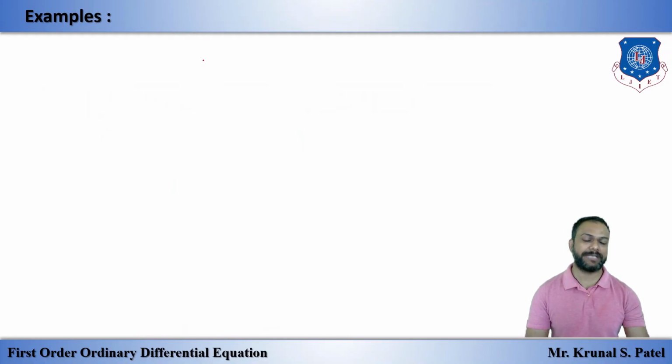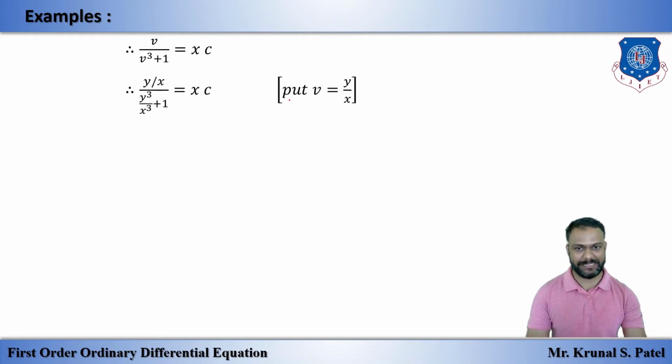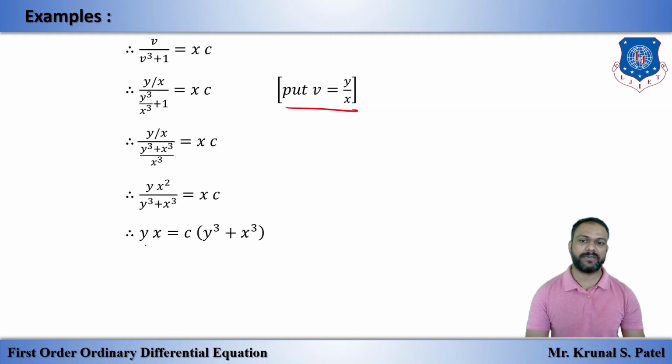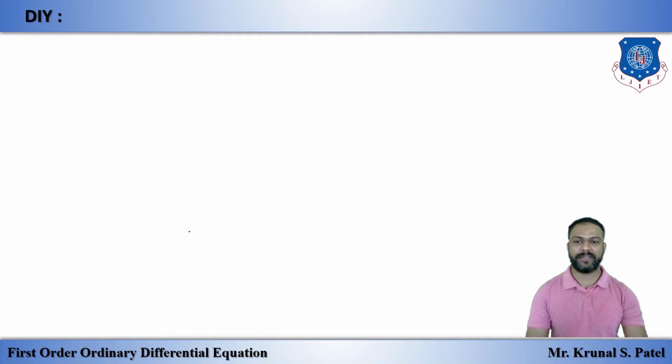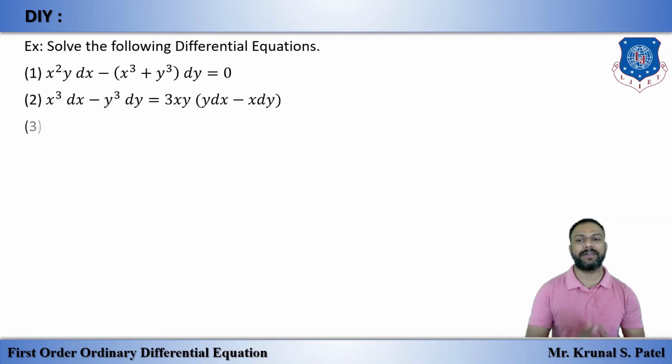So we will put that value, but the log cancels out on both sides, that means taking antilog on both sides. And after this we have to just put the value of v, which is our y by x. Okay, and by simplifying we have, this is our final answer, which is our general solution. And in a similar way we have these examples.